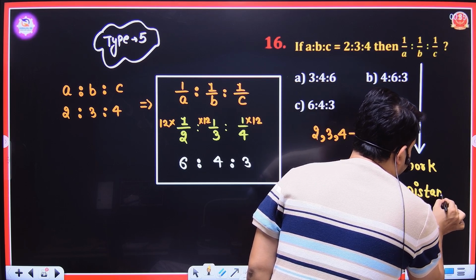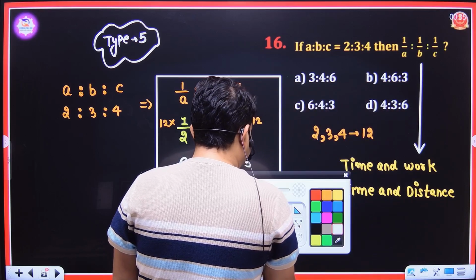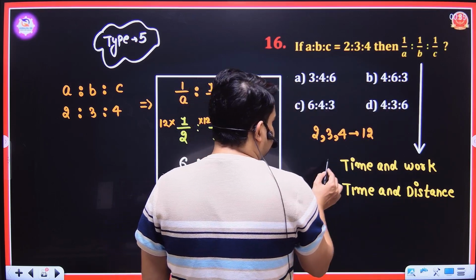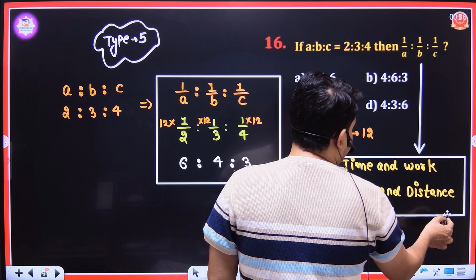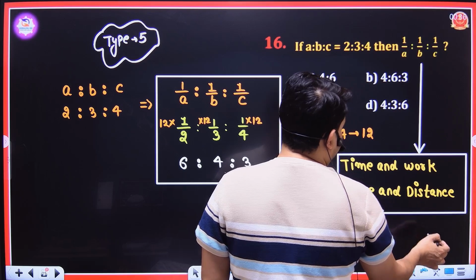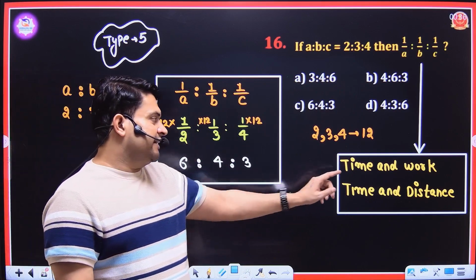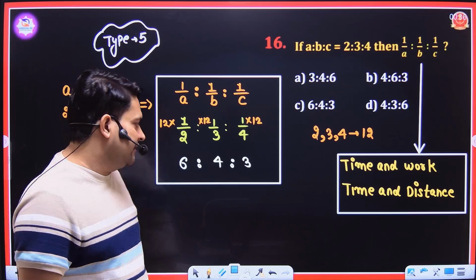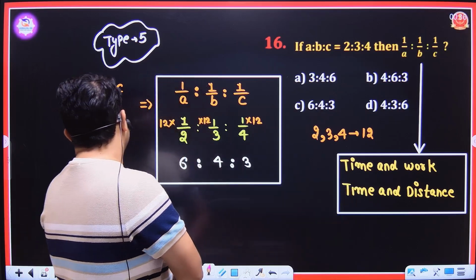Because in time and distance, we have a relation between time, speed and distance. If distance is same, then the time and speed are inversely proportional to each other. It means they are reciprocal to each other. I will explain that concept in that chapter only. So this ratio is very very useful. But how can we write it?